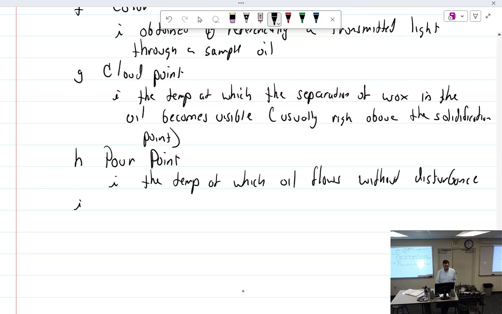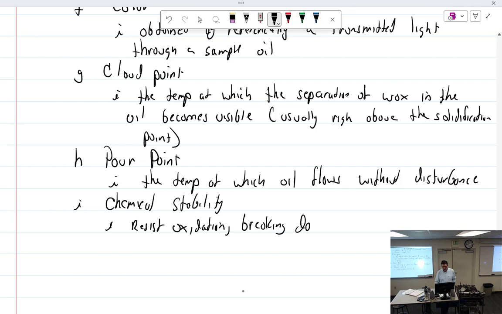Chemical stability. It resists oxidation. Breaking down. Or coking. All very bad things.